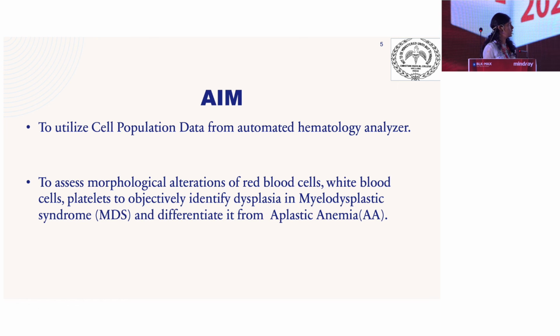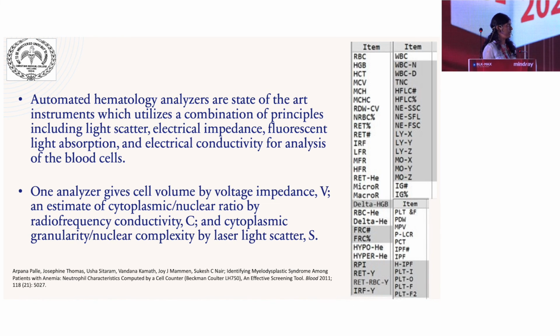The aim of my study was to utilize cell population data from the automated hematology analyzer to assess morphological alterations of red blood cells, white blood cells and platelets, to objectively identify dysplasia in myelodysplastic syndrome and to differentiate it from aplastic anemia. Automated hematology analyzers, as various speakers have spoken, utilize different principles like light scatter, electrical impedance, fluorescent light absorption, and electrical conductivity. Our own department has a study which found that conductivity or the granular light scatter is reduced in myelodysplastic syndrome when compared with healthy controls.